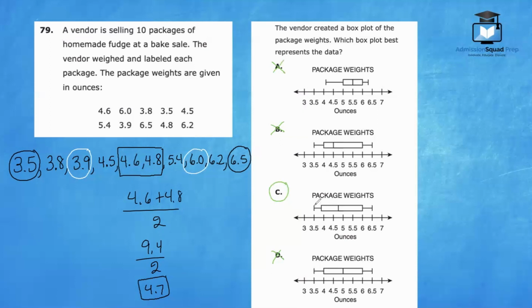That was based on us identifying the smallest value in the data set at 3.5, the biggest number in the data set, which is 6.5, and the median of the entire data set, which is 4.7. We also did find the first quartile. We didn't need to use that information to solve, but I want to confirm with you that this box and whisker plot is entirely accurate. We saw that the first quartile was 3.9. Notice this vertical line is positioned right here at 3.9. And the third quartile, which is 6.0, is also correctly drawn right above the 6. So C is definitely the correct answer.